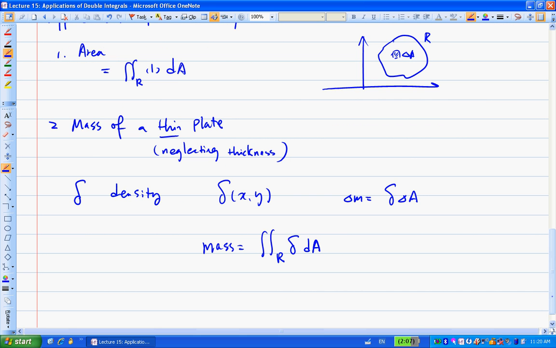All right, so this is nothing different actually from a regular definition of double integral. All the difference here is you're essentially giving that f(x,y) function a meaning, which is the density. So that's the only difference here, right? Okay, that's mass.